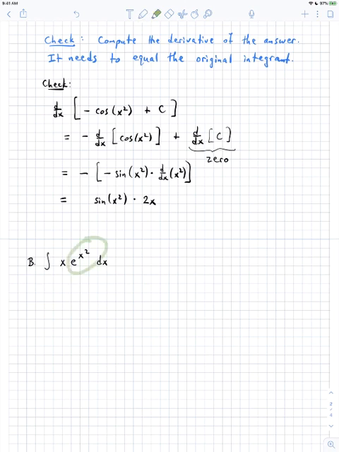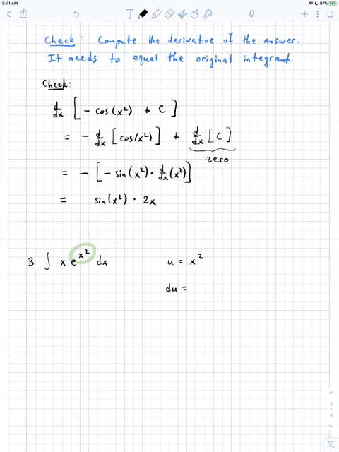It's the e to the x squared. The inside function is the x squared part. The outside function is the exponential. So the inside function here is x squared. So we're going to let u be equal to x squared. Now the other thing we need is the derivative, which is du.